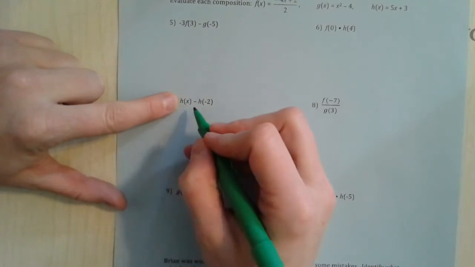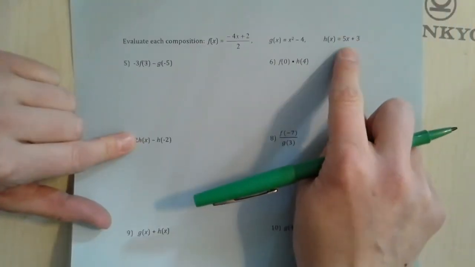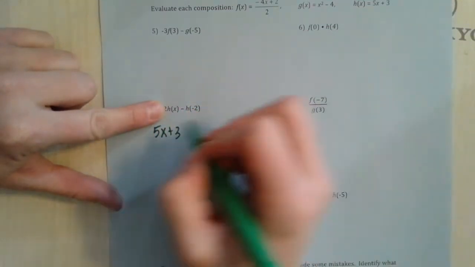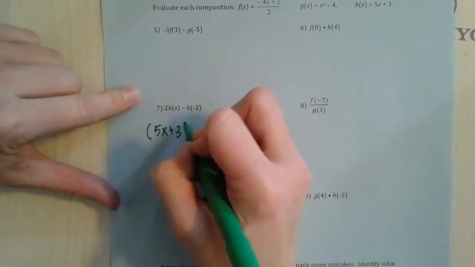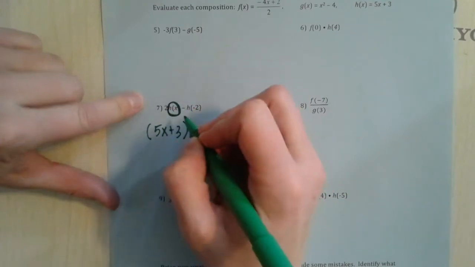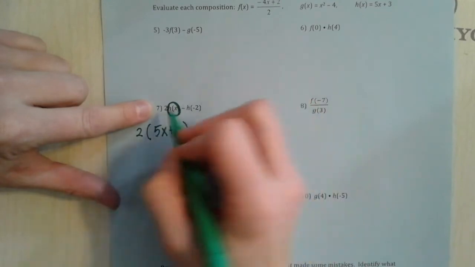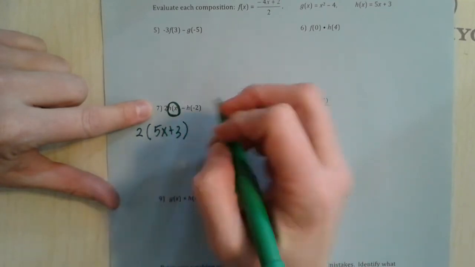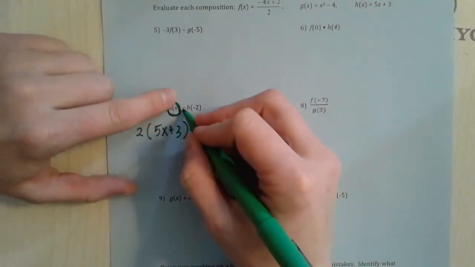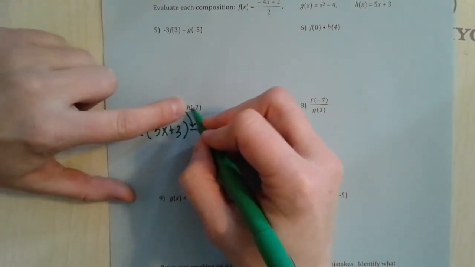I want h of x. Well, we know what h of x is. It's up here. So it's 5x plus 3. And I want 2 of those, so I'm going to put parentheses, because you should always put parentheses around your function. And then the 2 goes out front. I'm multiplying. I want 2 of these guys. Always put a minus sign. This guy is here. And then I want h of negative 2.